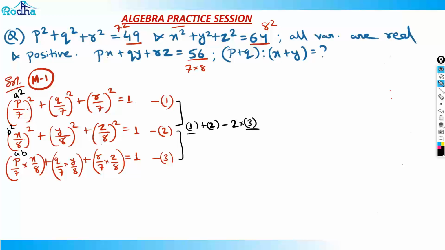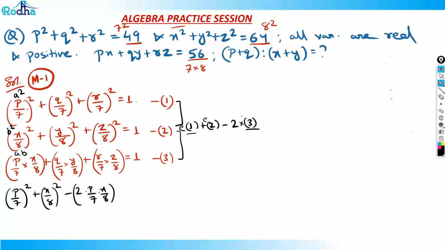Okay, equation 1 plus equation 2 minus 3 times equation 3, 2 times equation 3, because a square plus b square minus 2ab, right? So basically I can write this equation as (p/7) whole square plus (x/8) whole square minus twice of (p/7) into (x/8). Now you got this term. What is this term, guys?